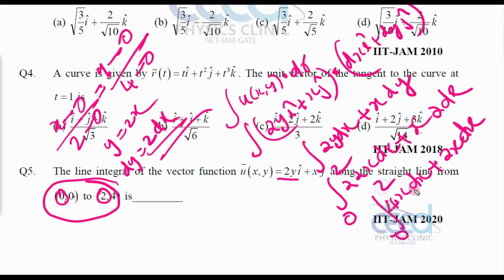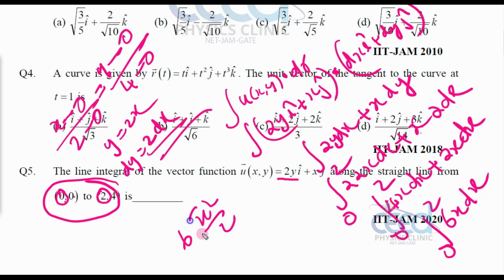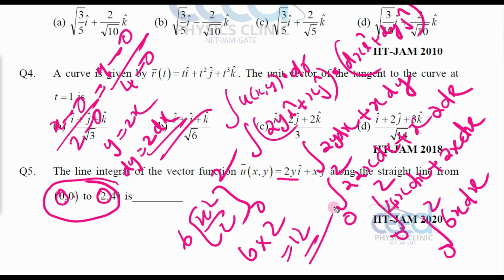This will be equal to the integral from 0 to 2 of 6x dx. Now that is 6 into x square by 2, limit 0 to 2. So the answer is 6 into 2 square, that is 4 by 2, that is 2. The answer is 12. Okay, so this is a fill in the blank question. You have to type 12 right here.